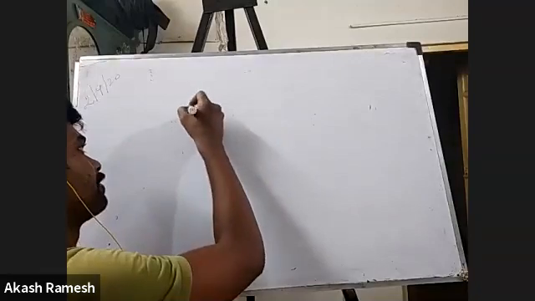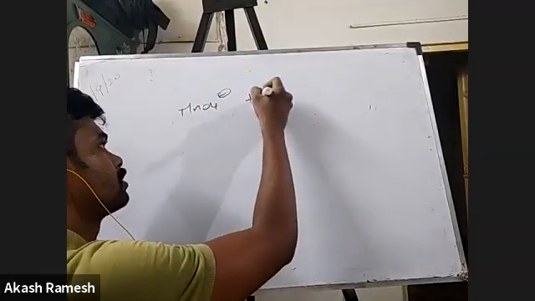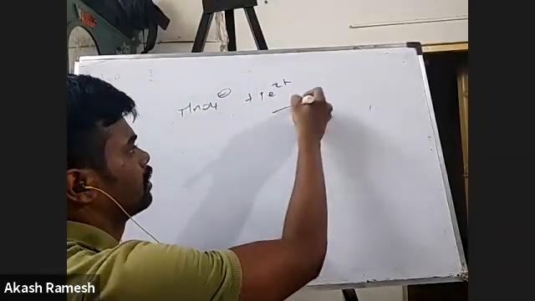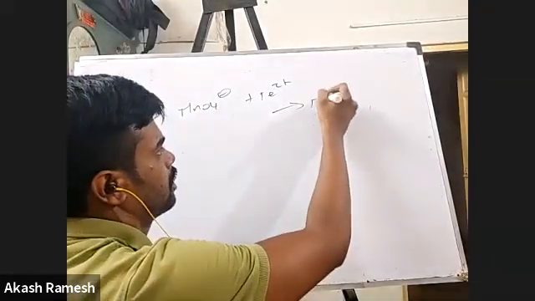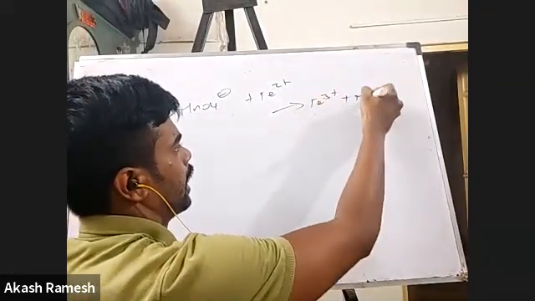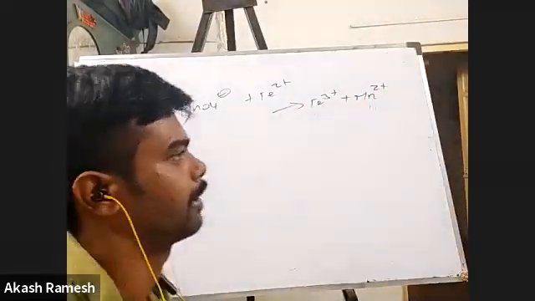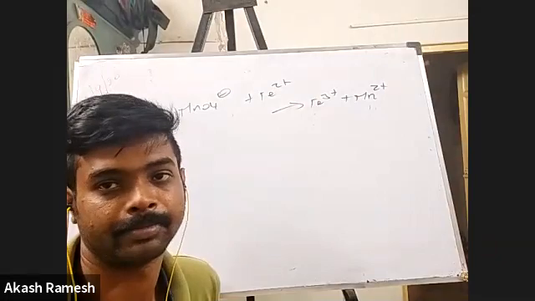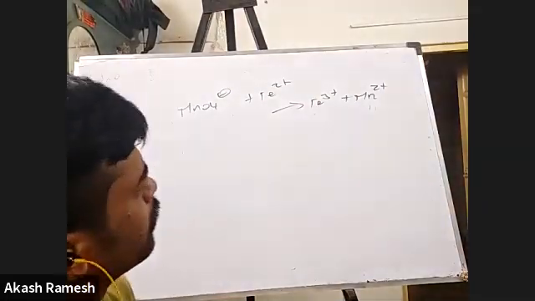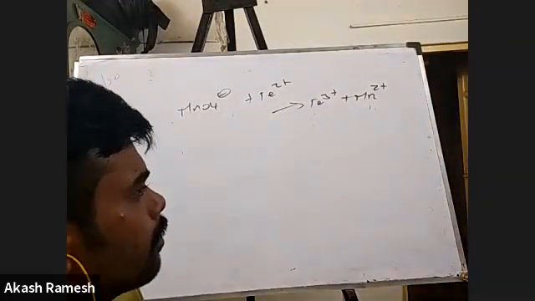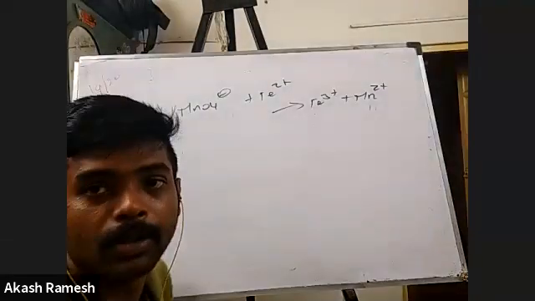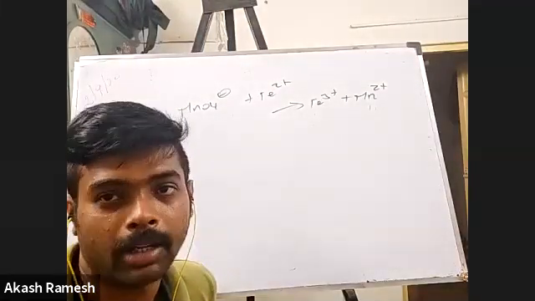Say I have MnO4 minus plus Fe2 plus gives Fe3 plus and Mn2 plus. Can I take it as such? Okay, Mn2 plus. Fine, good. So let me use the other method.